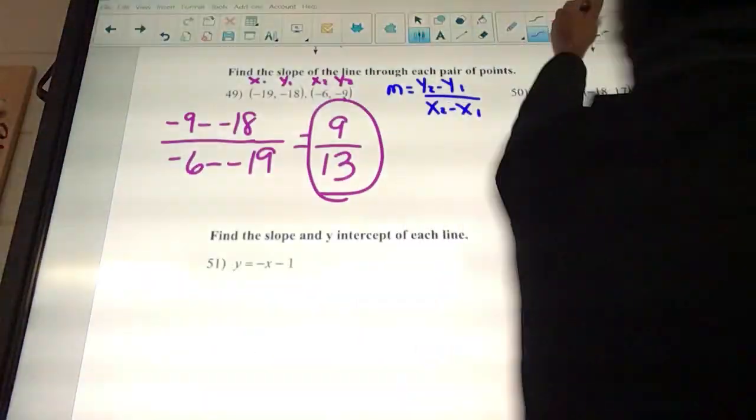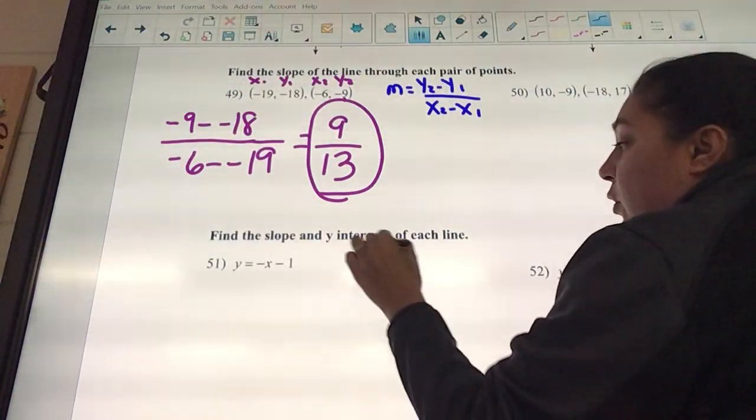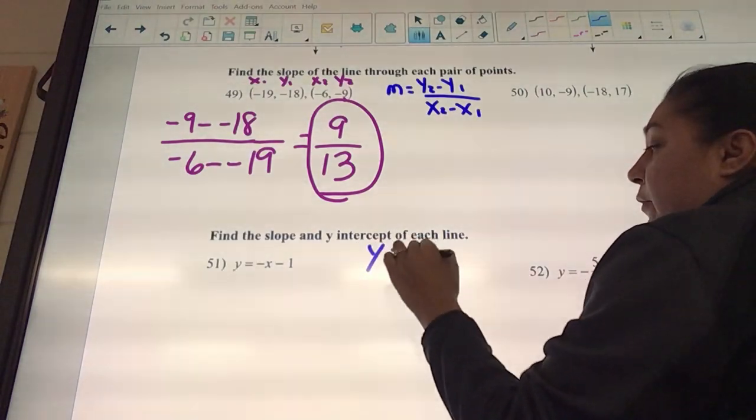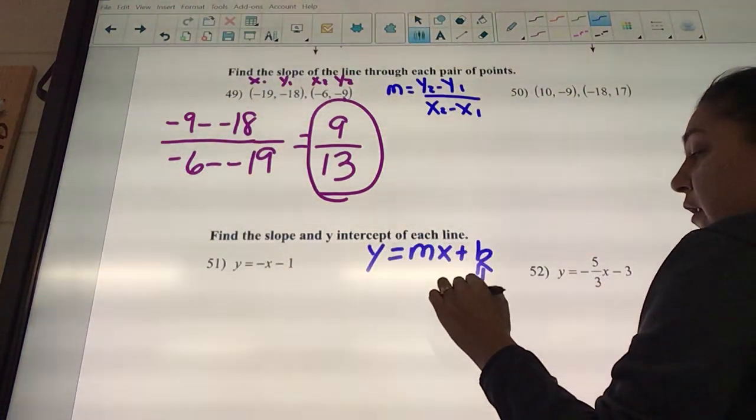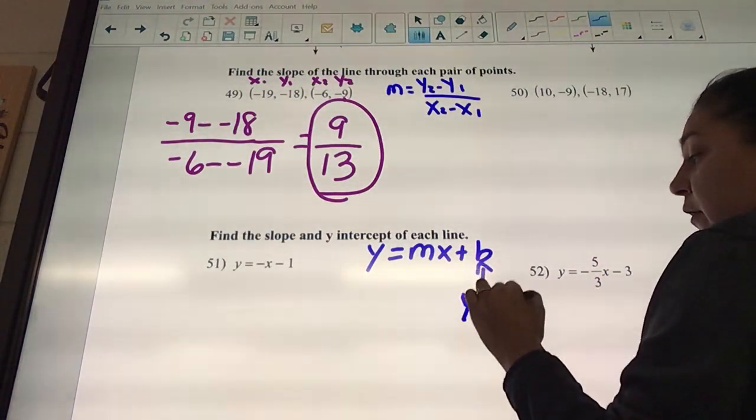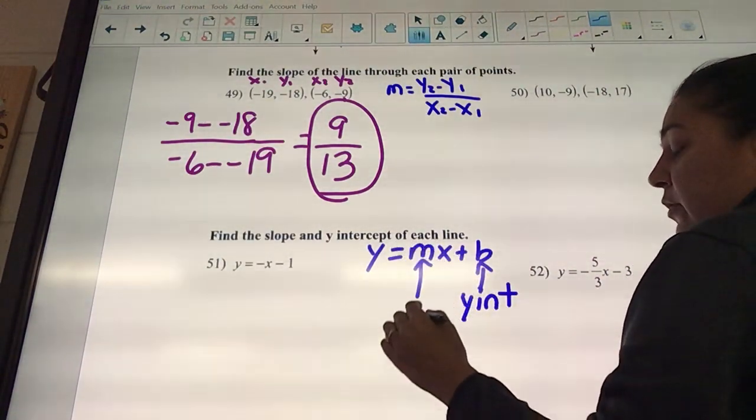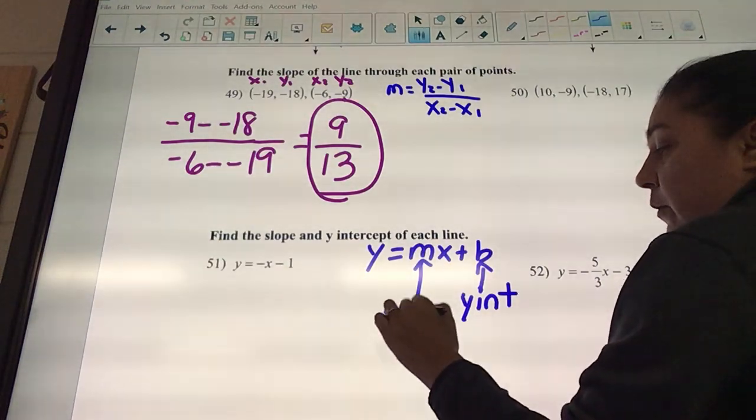Okay, for the next question, it says find the slope and the y-intercept. These go in the form of y equals mx plus b. Whatever is here is going to be your y-intercept. Whatever is in this spot next to the x is going to be your slope.